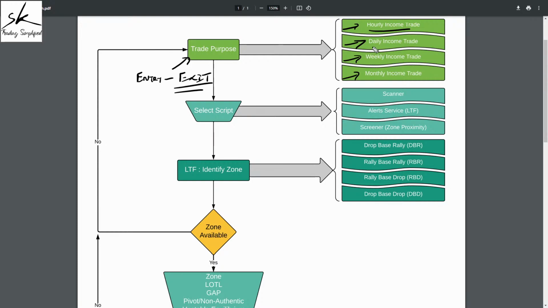Daily income, a trade which can last for a day or few days. Weekly income, a trade which can last for a week or few weeks. And monthly income, a trade which can last for a month or few months. Now, very important. By definition, I said daily income is a trade that can last for a day or few days.